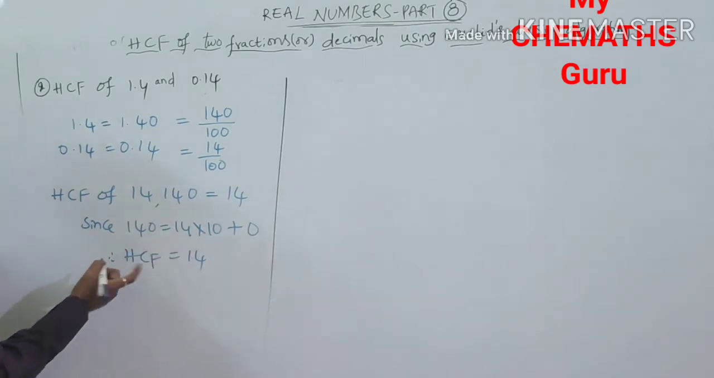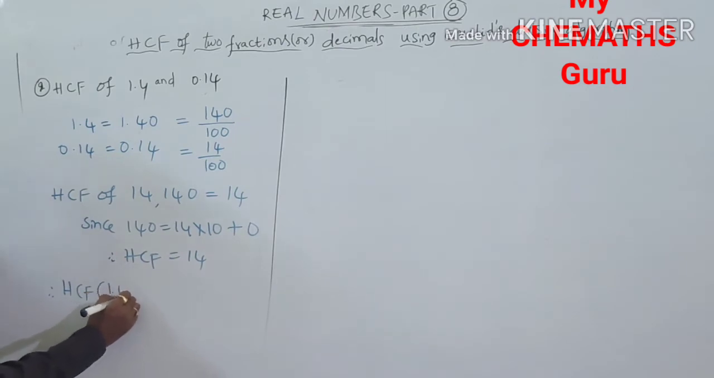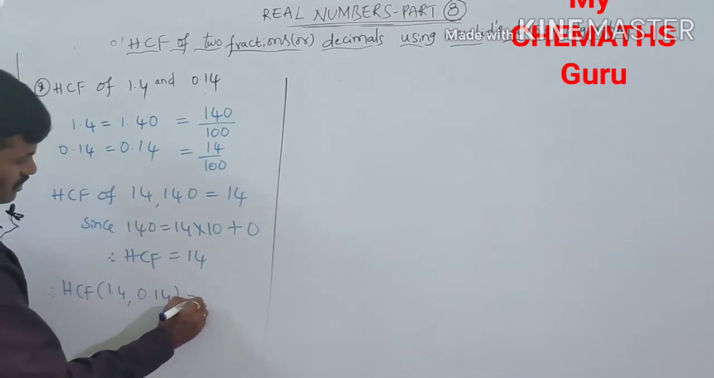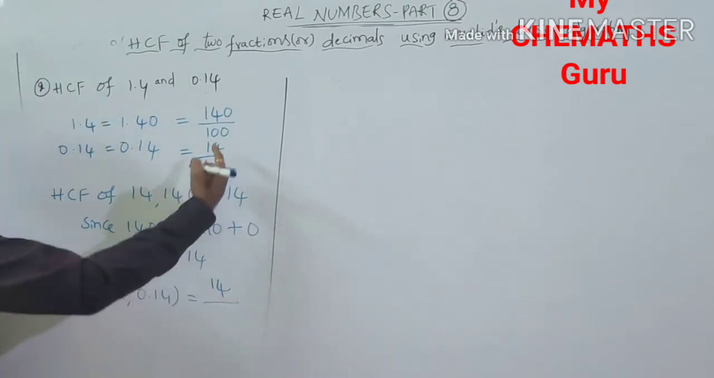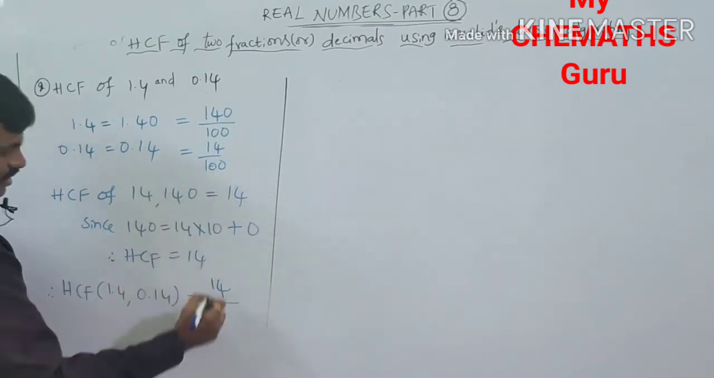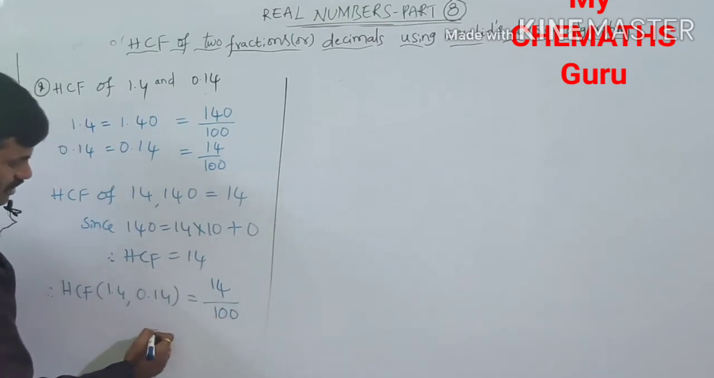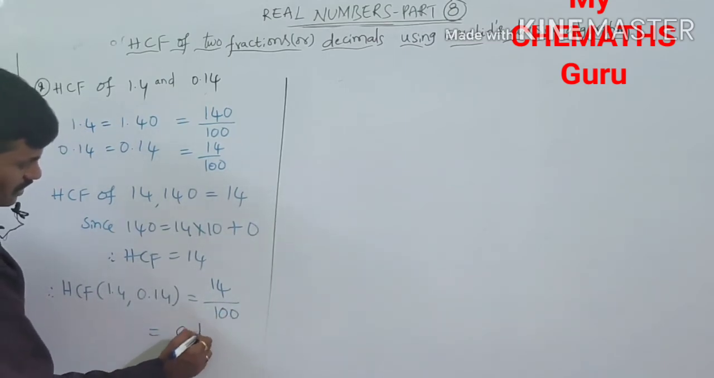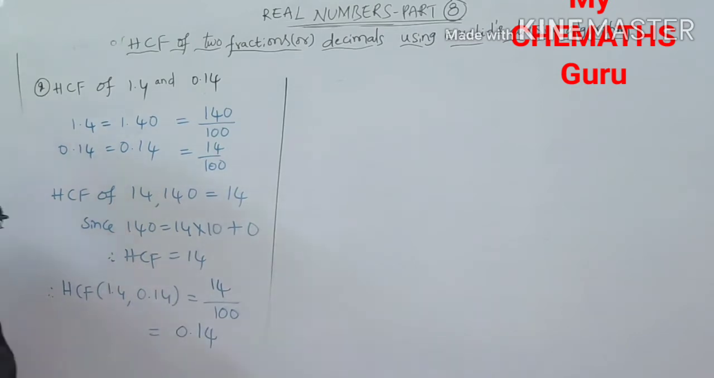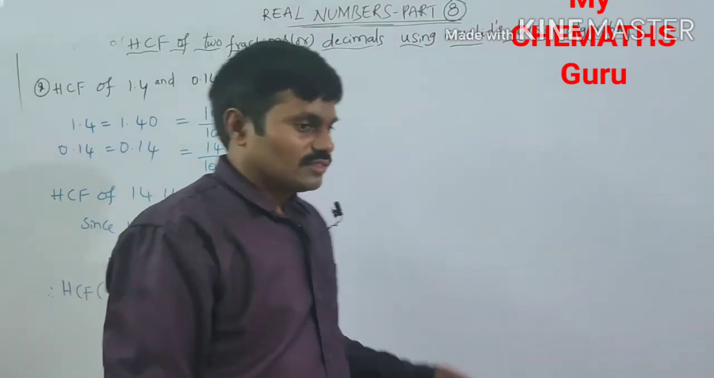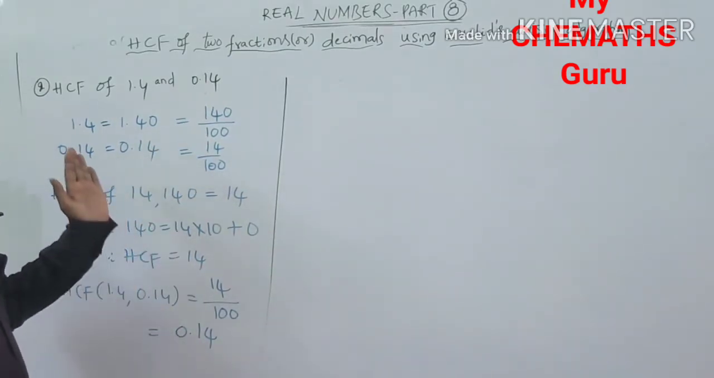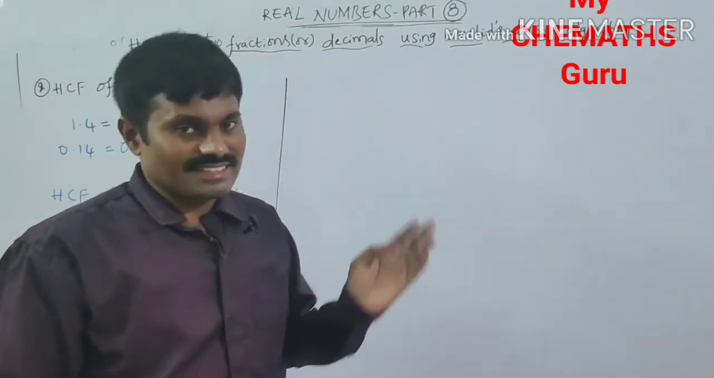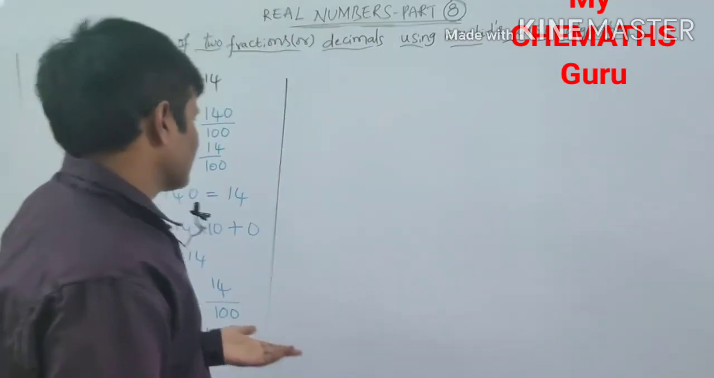Now what is our required HCF? Therefore the HCF of 1.4, 0.14 is the HCF of the numerators, 14, by the common denominator for these two, 100. So write this in decimal form. That is our answer. 14 by 100 can be written as 0.14. So like this you have to find the HCF of the given decimals. Convert into like decimals. We can call them like decimals or like fractions.